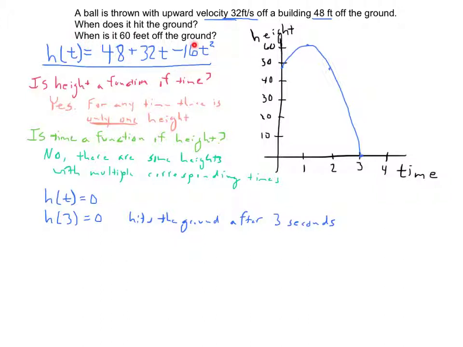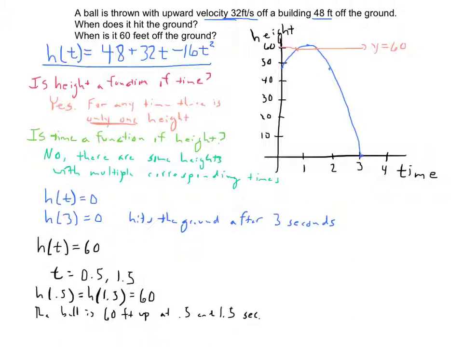As for when is it 60 feet off the ground, I'm looking for h of t equals 60, and on my graph over here I can draw in that line, and I'm looking for these points where it intersects. Now we are going to go through this algebraically later on where I set up the equation, but right now I can just look in the graph, look in the calculator, and I get 2 solutions, so half a second and 1.5 seconds. The very last thing to do here is to talk about domain and range.